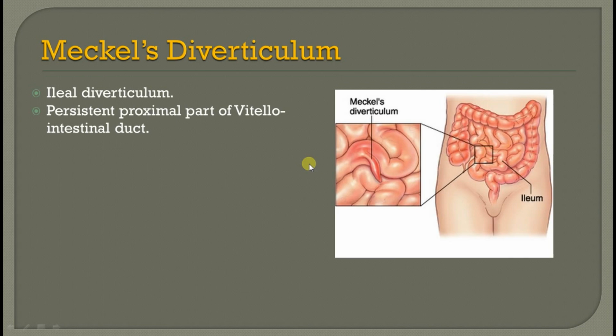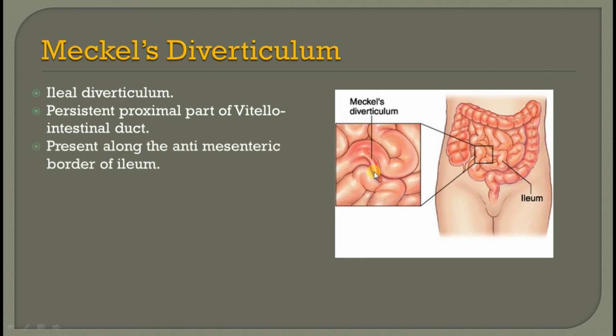Then once the lateral folding of the embryo is completed and the midgut rotation, everything is over, the vitelo-intestinal duct completely obliterates and it is shut off from the yolk sac. The yolk sac itself, what happens? The large yolk sac becomes a smaller definitive yolk sac, and that also is completely obliterated. If at all any part of this duct remains in the adult, that is called the ileal diverticulum or Meckel's diverticulum.